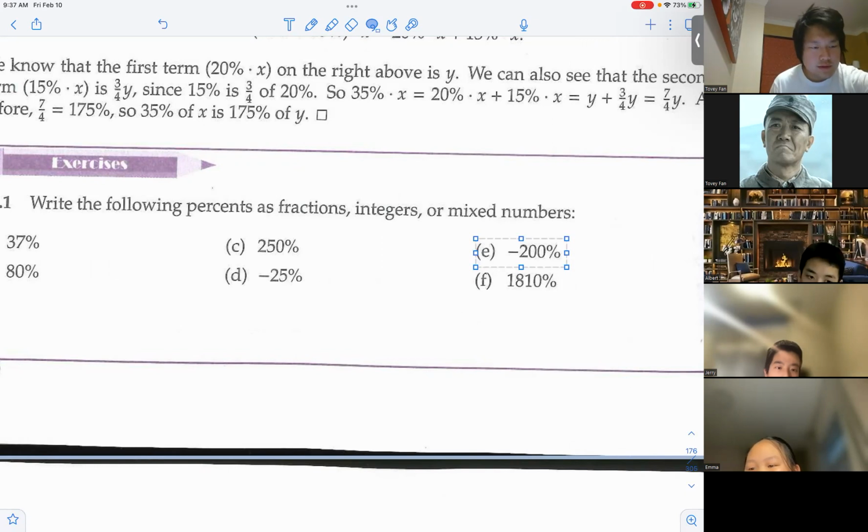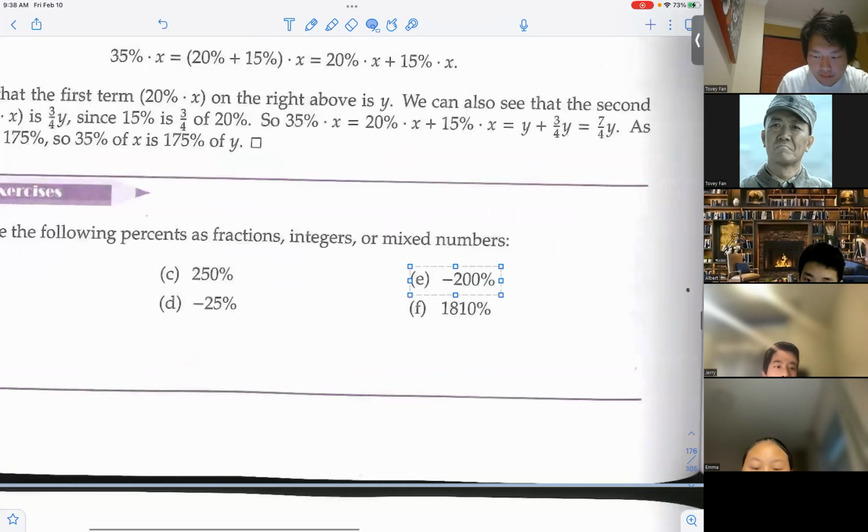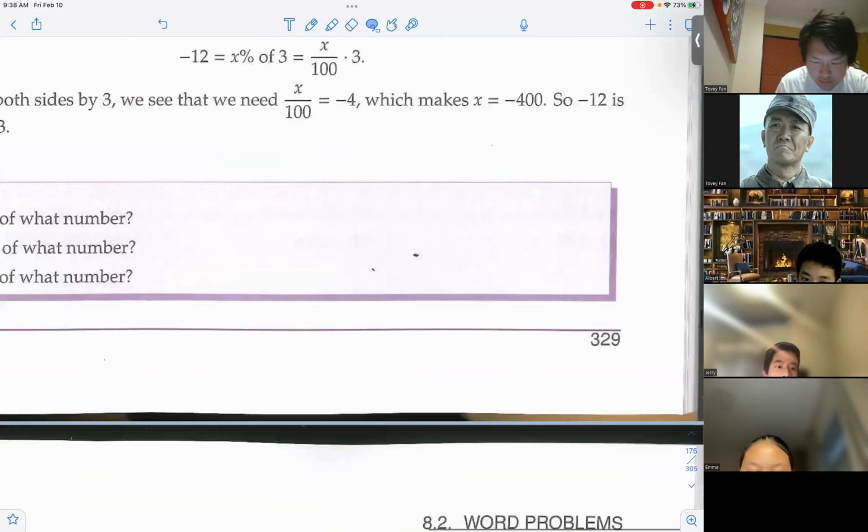So 200 over 100, negative 2 over 1. Yeah, just negative 2 over 1. And for over 1, you don't have to write it, right? You just say negative 2, right? So basically it's just negative 200 divided by 100. So it's just negative 2. Or negative 2 over 1, negative 2 divided by 1, right? Just negative 2. Make sense? Okay. So we go over here.